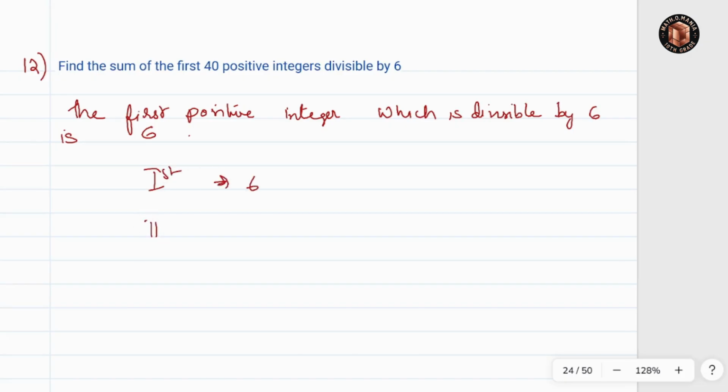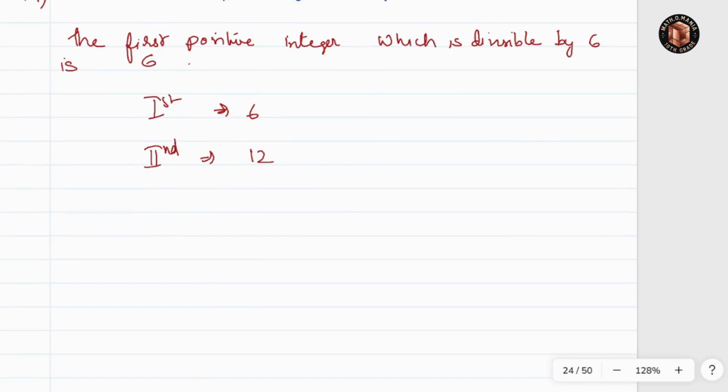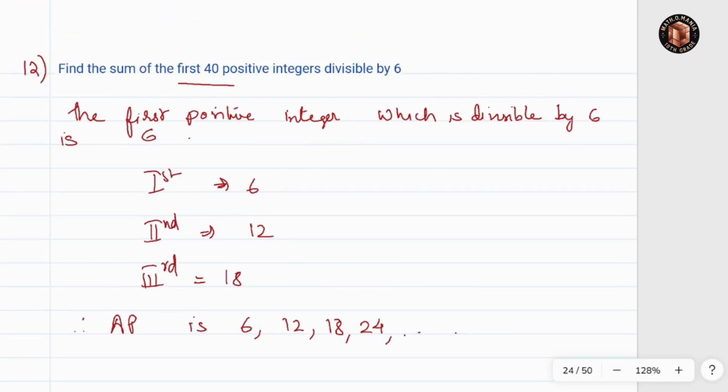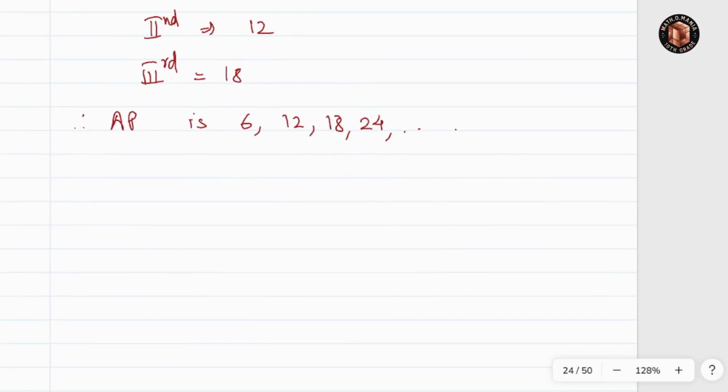If I am taking the second number, it is 12. The third number is 18. Like that it goes on. Therefore, what is our AP? Our AP is 6, 12, 18, 24 and so on. Here they are asking us to find the sum of the first 40 positive integers. So, our n equal to what?